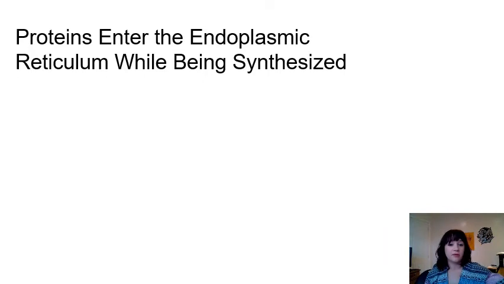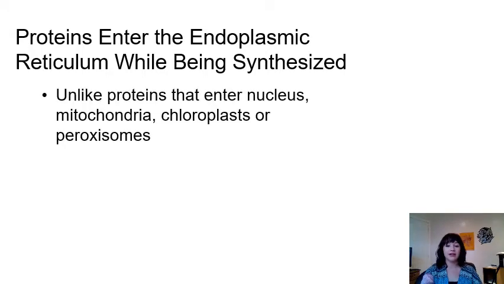Now, how do proteins get into the endoplasmic reticulum? These are going to be proteins that are made by ribosomes on the surface of the rough ER, and as they are being made, they are being inserted into the ER. This is different than proteins that enter the nucleus or the mitochondria. They are fully formed proteins that travel to, say, the mitochondria, then they have to unfold and enter.